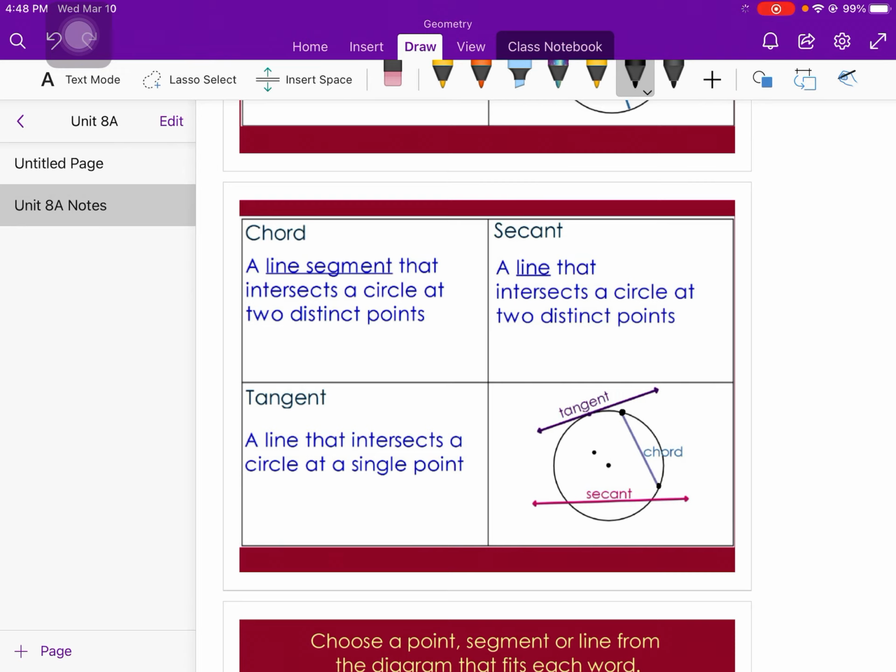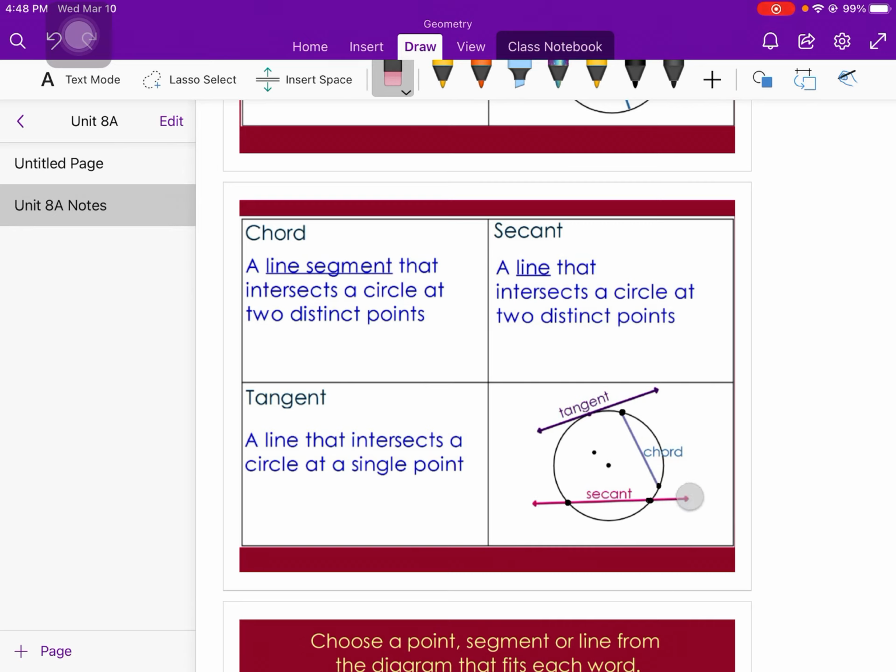And then we have a secant. This is a line, so it goes on forever and ever, that intersects a circle at two distinct points. Similarly to a chord, here's our secant down here. Notice it would intersect at this point here, but it has the arrows indicating that it's continuing on forever and ever. So that's the difference between a chord and a secant.